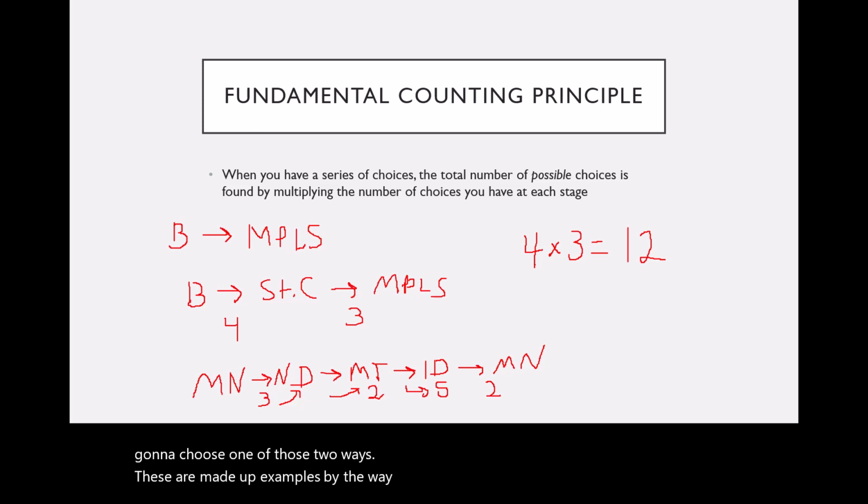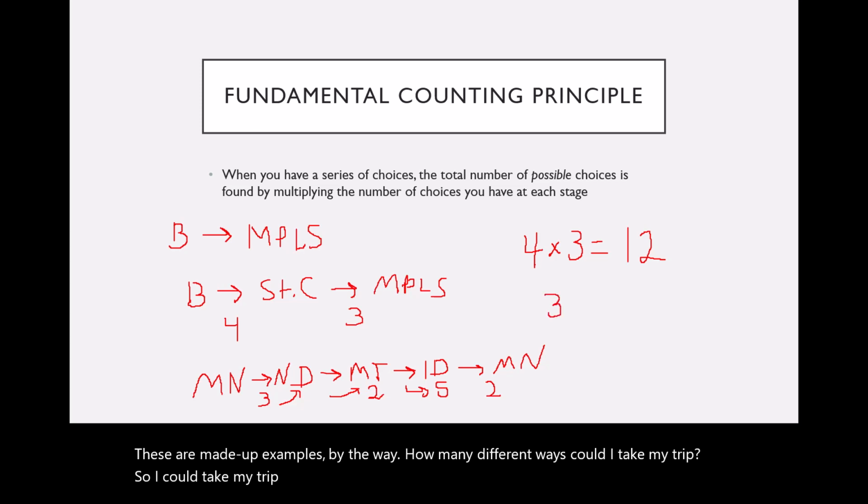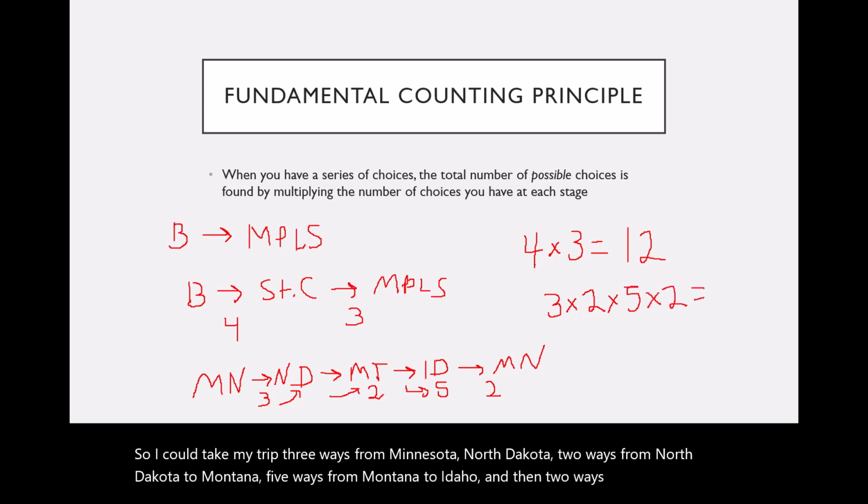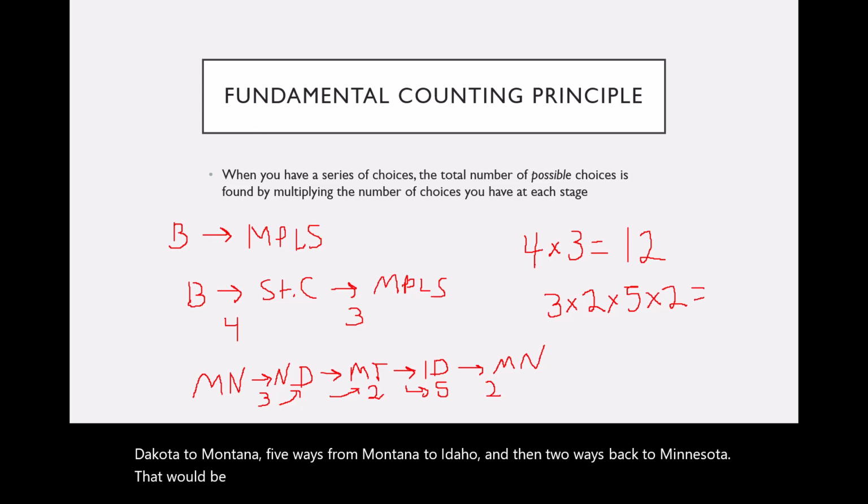How many different ways could I take my trip? I could take my trip 3 ways from Minnesota to North Dakota, 2 ways from North Dakota to Montana, 5 ways from Montana to Idaho, and then 2 ways back to Minnesota. That would be 3 times 2 is 6, 6 times 5 is 30, 30 times 2 is 60.